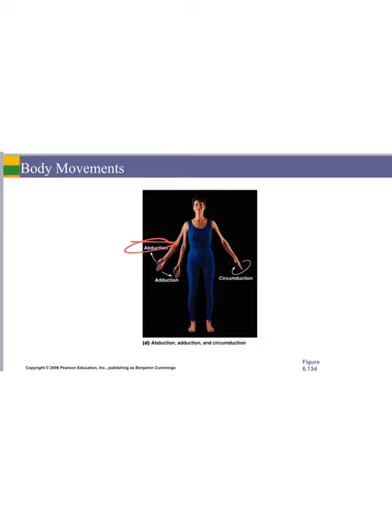Abduction is like you're abducting something. So abducting is taking something away. So we're moving our limb. Usually when we talk about abduction and adduction, we're referring to either the arm or the leg. So abduction is moving it out, away from the body. And then adduction is adding it to the body or moving it towards the body. And that would be both the arm and the leg for abduction and adduction, as well as circumduction. Circumduction we can do with our leg at the hip as well.